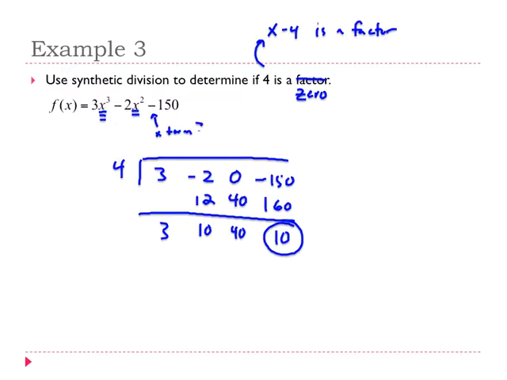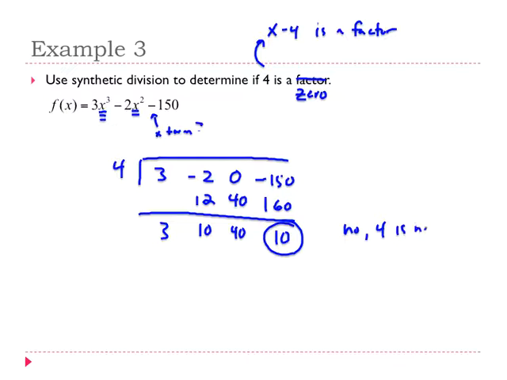I'm going to check this out really quickly, make sure we didn't make a mistake. We have 3, -2, 0, -150. We're dividing by 4. Bring down the 3. 3 times 4 is 12. 12 minus 2 is 10. 4 times 10 is 40. 40 plus 0 is 40. 4 times 40 is 160. That's correct. So the answer is no.